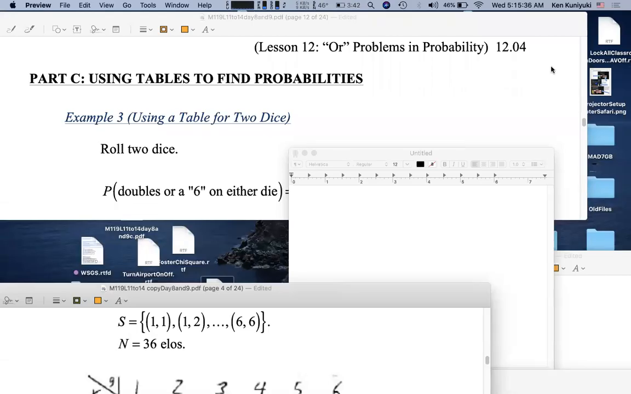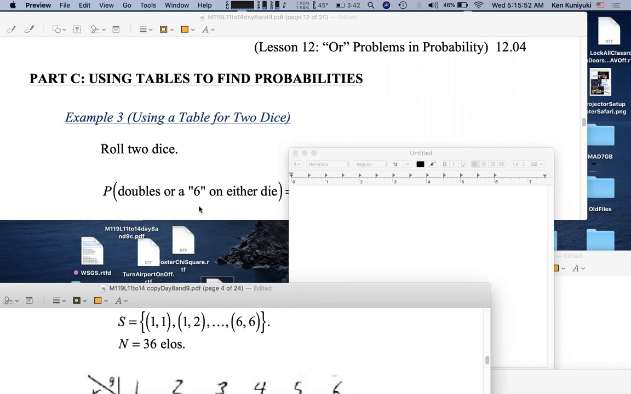Hi everyone, let's use tables now to find probabilities. Example, let's say that you're going to roll two dice, two standard six-sided dice. What's the probability that you're going to get doubles or a six on either die?